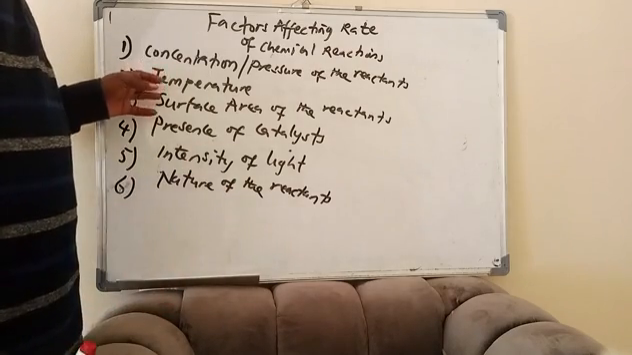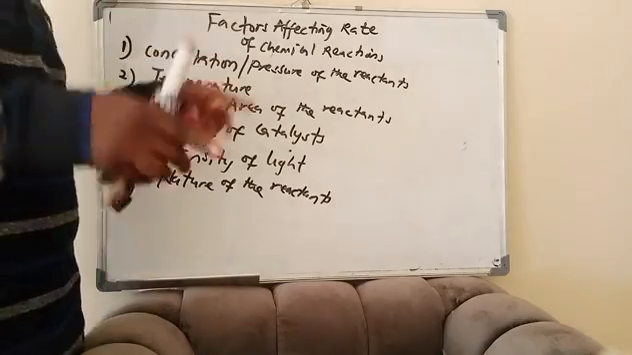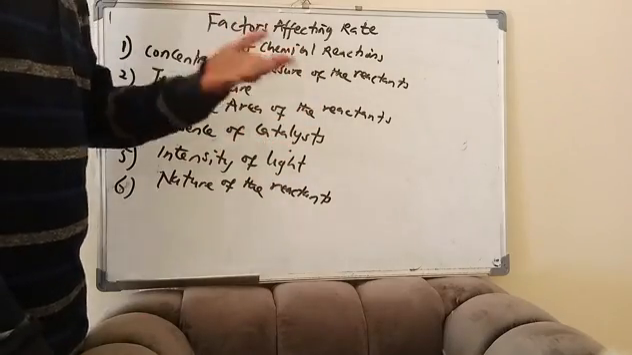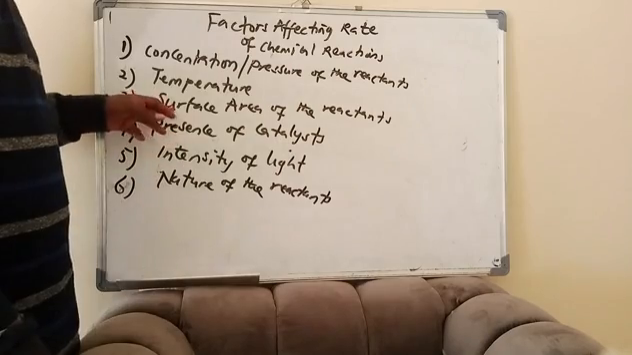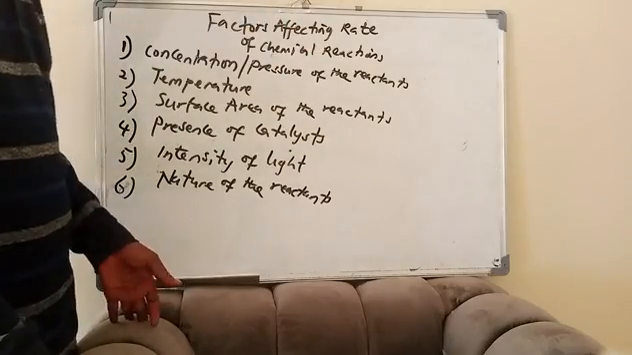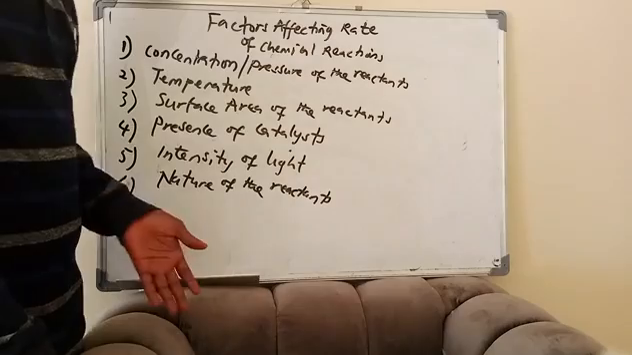Then high temperature also does the same. So the higher the temperature of the reaction system, the higher the rate of chemical reaction. Then increase in surface area of the reactant will increase the rate of chemical reaction. The presence of a catalyst will speed up the rate of chemical reaction.